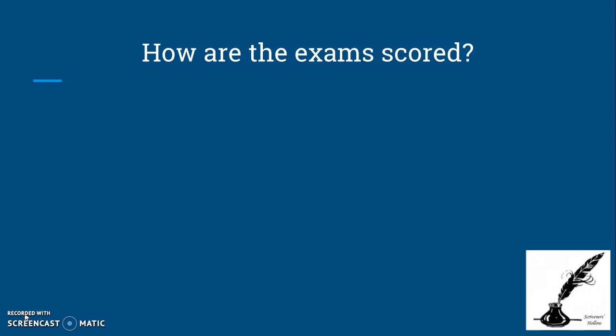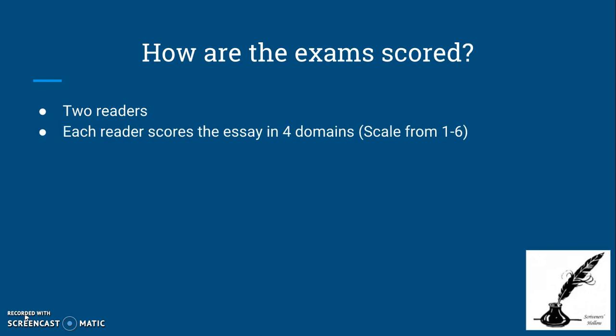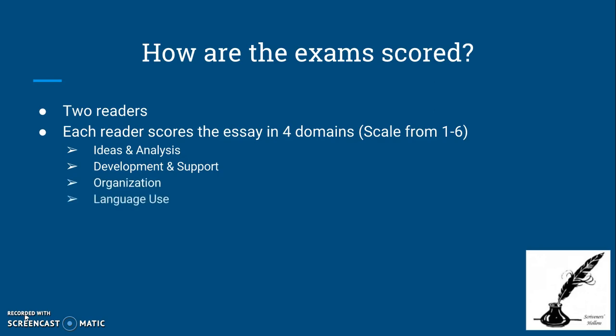All right. So how are the exams scored? First of all, every exam is read by 2 readers. And each reader then scores the essay in 4 domains. And each reader assigns a score of 1 to 6 in each of the following 4 domains. First of all, they're going to look at the ideas and the analysis that's presented in the essay. They're going to look and make sure that your ideas are well developed and well supported. They're going to look at the organization of the essay. And finally, they're going to look at the language use. All right? And so in each of those 4 domains, the readers will provide a score of 1 to 6.